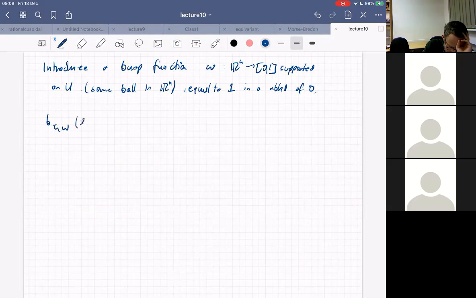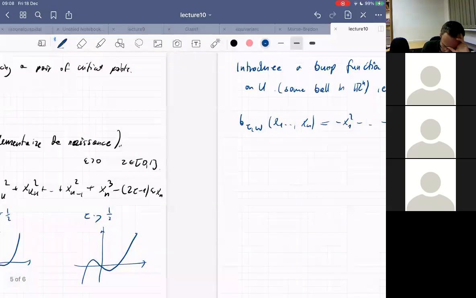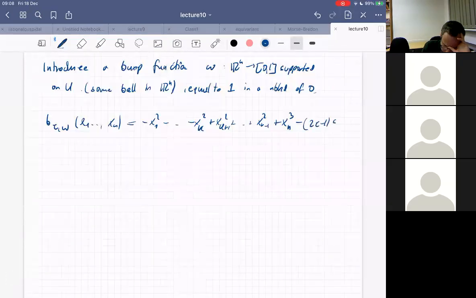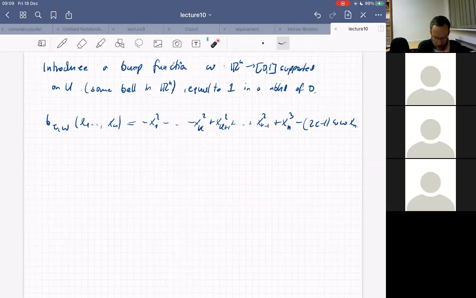tau omega of x1 ... xn equal minus 1 x squared minus h a square xk square plus hk plus 1 square plus hn square hn minus 1 square plus h minus, and now 2 tau minus 1 epsilon omega xn. So here I introduce the parameter. Sorry, 2 tau, it's wrong, it should be 2 tau omega minus 1 epsilon xn.